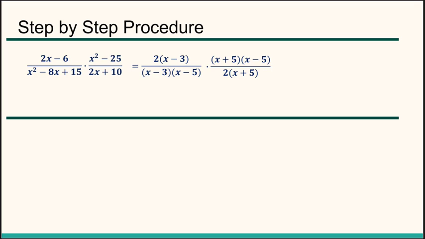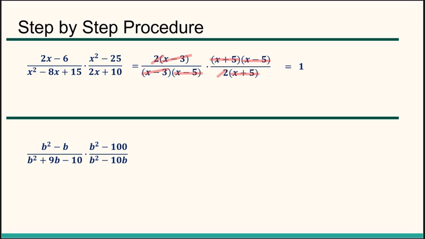Now I'm going to cancel where things are in common. Bam, x minus 3's, you're out of there. 2's, you're gone. X plus 5's, you're out. X minus 5, you're out. What do I have left? Just 1. Same thing over itself is 1. That's all this simplified to. That was really cool. Let's look at another one.